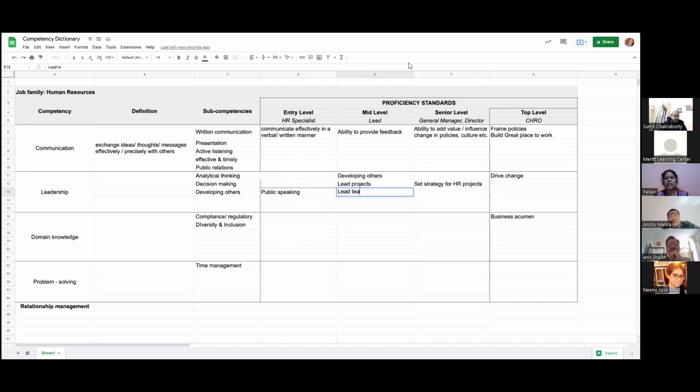Can we add conflict resolution also in leadership? Conflict resolution can go in senior level. Conflict management, right? Conflict management, that is the right term, no? Yeah.